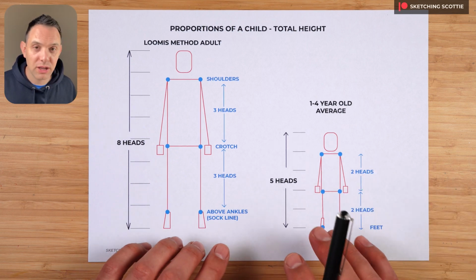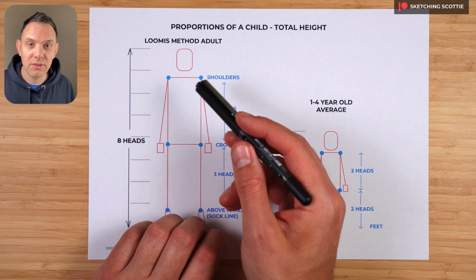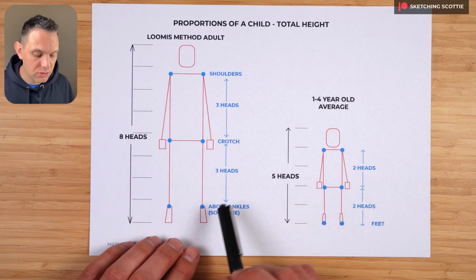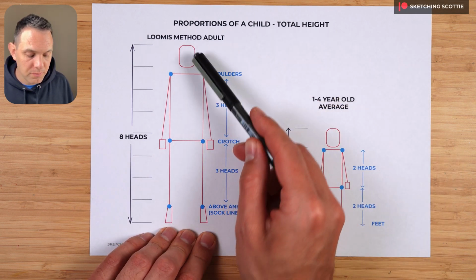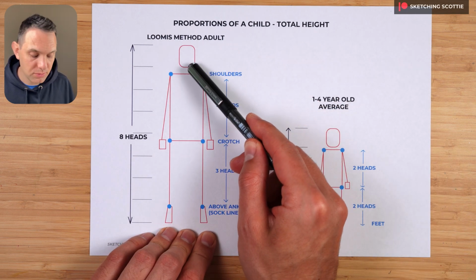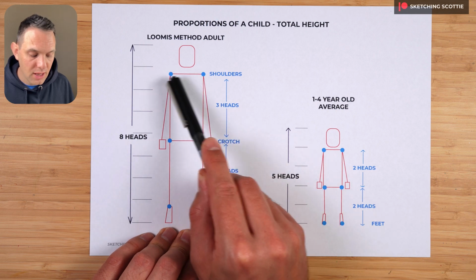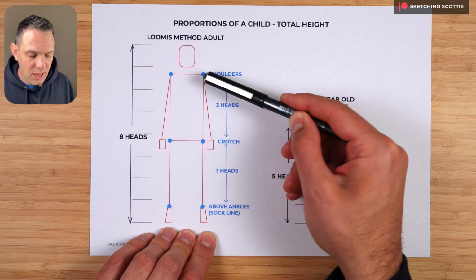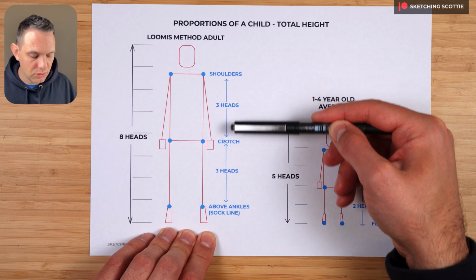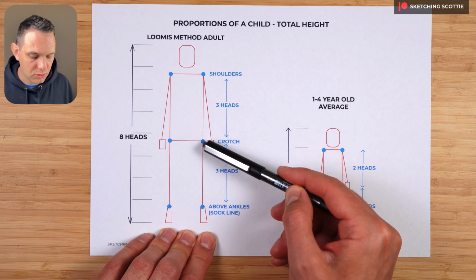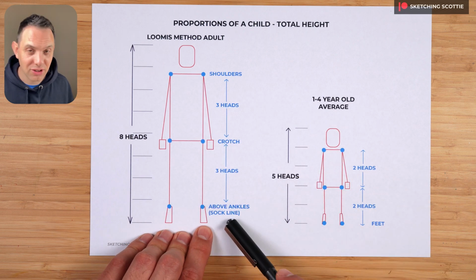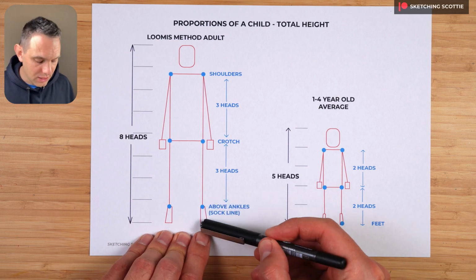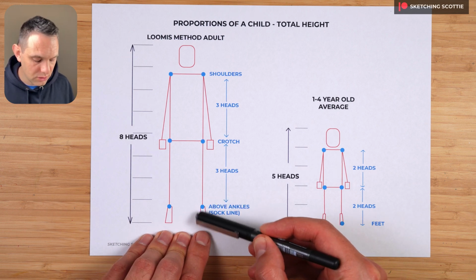In terms of my dot method with drawing people, I've done a lot of tutorials on how to draw a person using this dot method. The way I draw it with an adult is to do the head first, then we drop down a little bit for the neck, we do 2 dots for the shoulders, and then we go down 3 heads, 1, 2, 3 to the crotch, put 2 dots there, and then 1, 2, 3 to above the ankles, or the sock line as I like to call it. And then we add the feet, the feet and the shoes there.